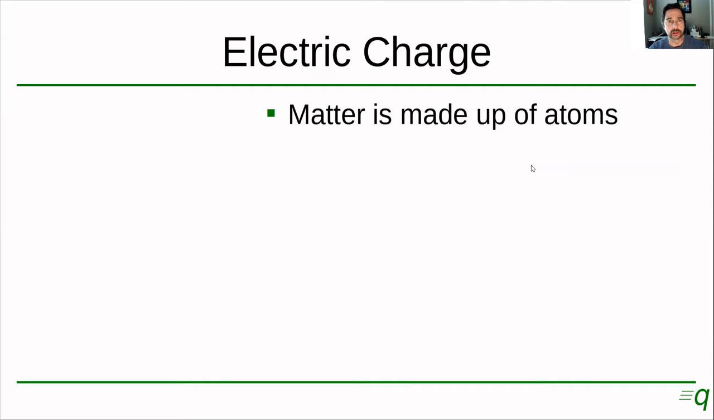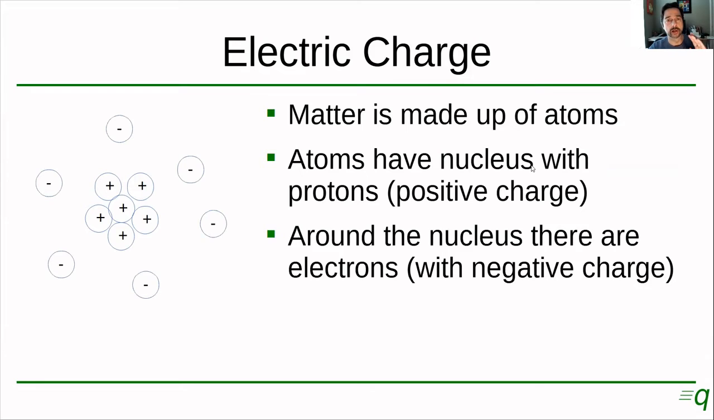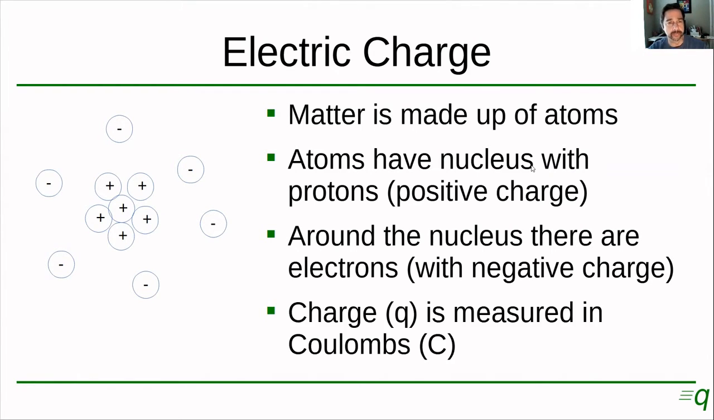Well, if we recall, matter is made up of atoms, right? So atoms have a nucleus in the middle with protons, and those have positive charge. Now, around the protons in the nucleus, we have electrons, which have negative charge and are kind of spinning around the nucleus, right? So the charge, we symbolize that with the letter Q, lowercase q, and it's measured in a unit called coulombs, symbolized with a capital C.